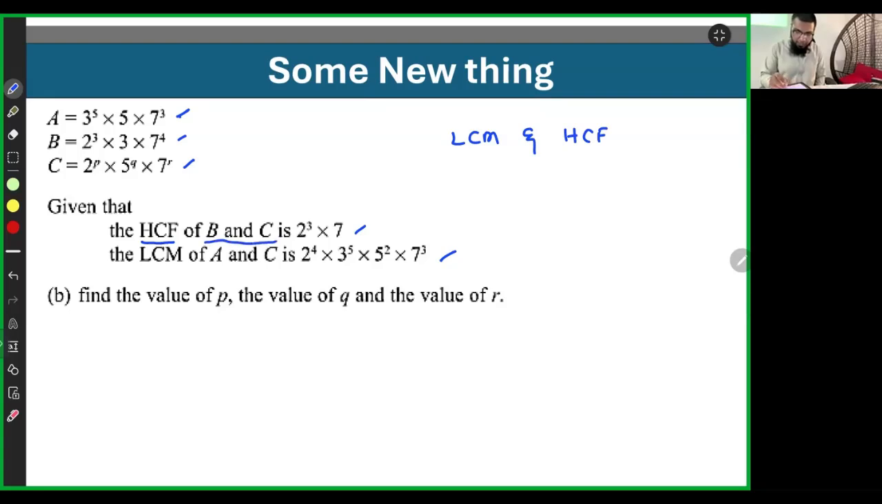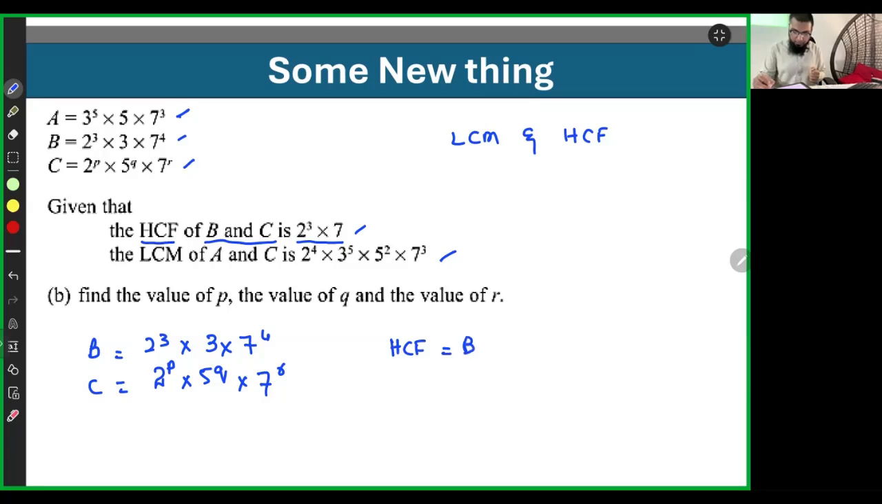HCF of B and C is 2 cube times 7. So if I write B, jaldi jaldi se aage likhe, times 7 raised to the power 4, and we're having 2 raised to the power P times 5 cube times 7 R. So they said that HCF of B and C, what is that? That is 2 cube times 7. Are we getting any information from this one? HCF of B and C, 2 cube.